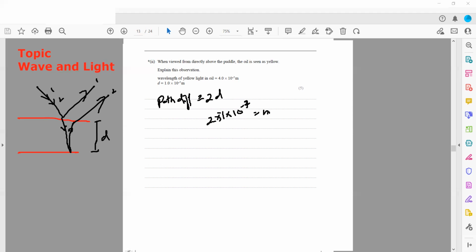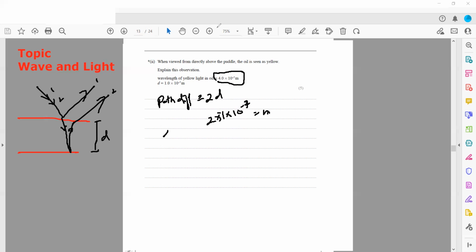So 2 times 10 to the power minus 7 is the path difference. And when we compare, the two waves interfere with each other. The wavelength of the yellow light in the oil is 4 times 10 to the power minus 7. So we worked out the path difference, which is equal to 2 times 10 to the power minus 7. So in terms of wavelength, what is this path difference? That is lambda by 2.